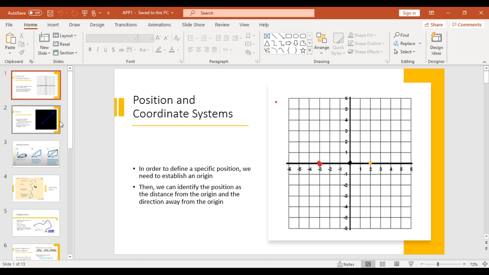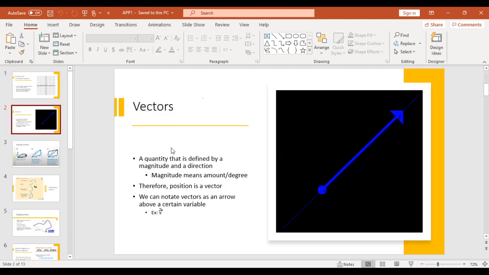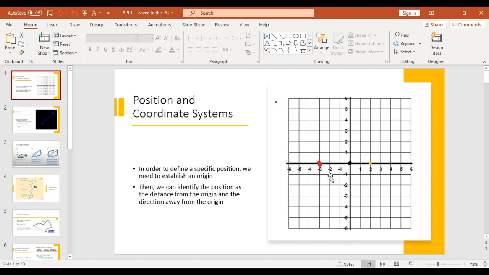And from there, we can actually create something called a vector, right? A vector is basically a quantity that is defined as a magnitude and a direction. What that means is there is an amount, the magnitude, and there is a specific direction that that amount is pointing at, right? So based on this conjecture, position therefore has to be a vector, right? Because what position has is a magnitude, which is how many units it is away from the origin, and the direction, specified in relation to the origin.